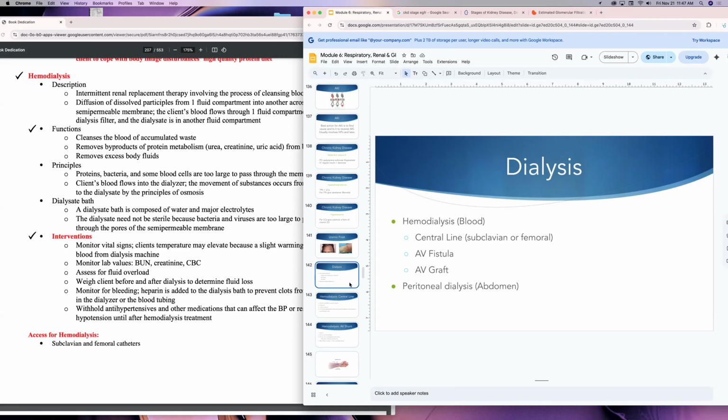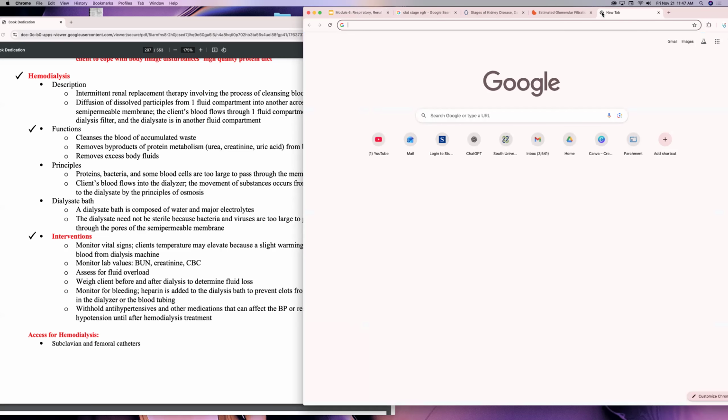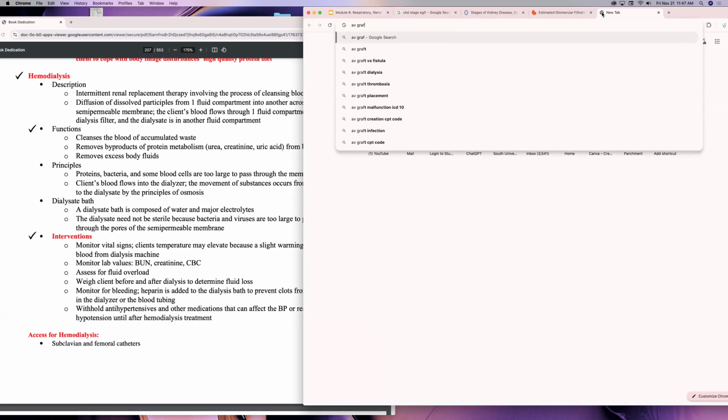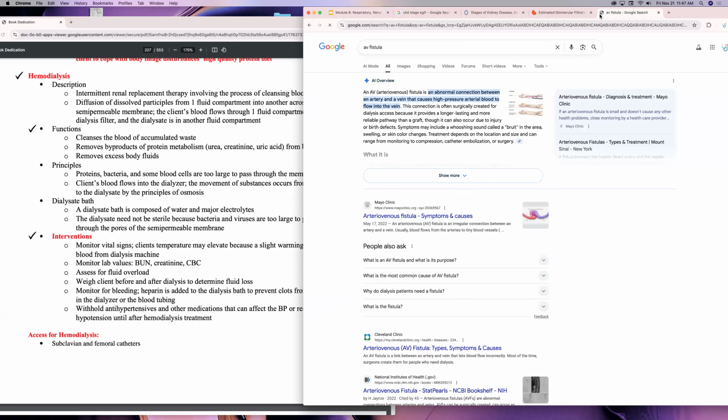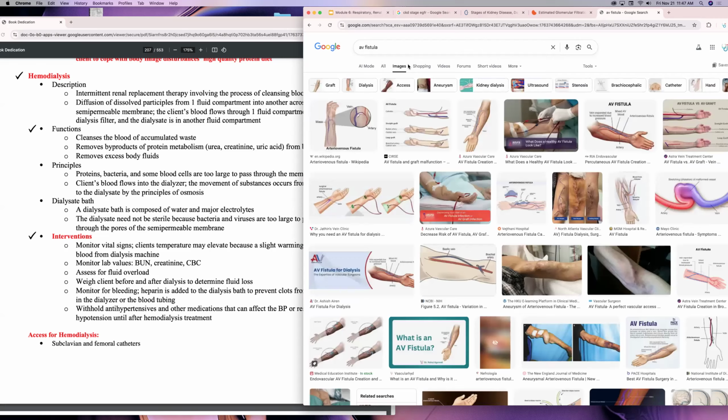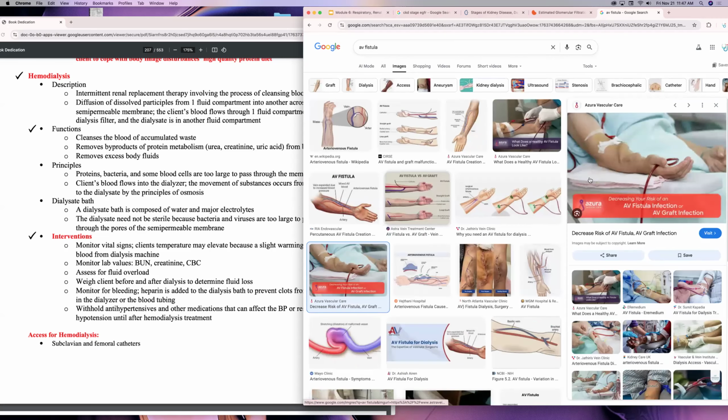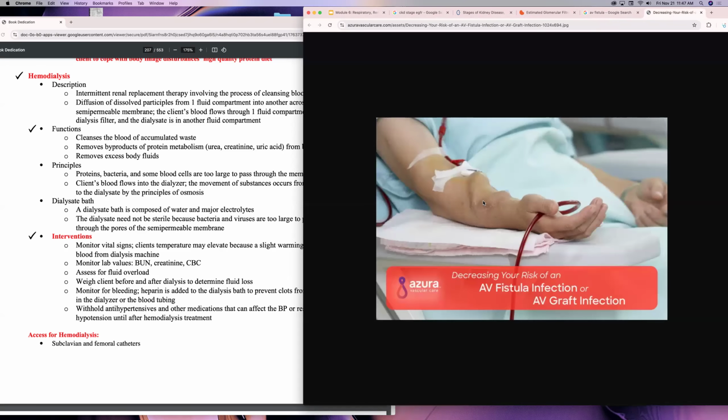So let me show you what an AV graft can look like. It can be very big. Look, do you see that picture? It can look just like that. I've seen some look like that. I've seen some look a little smaller, okay? But it can look just like that.